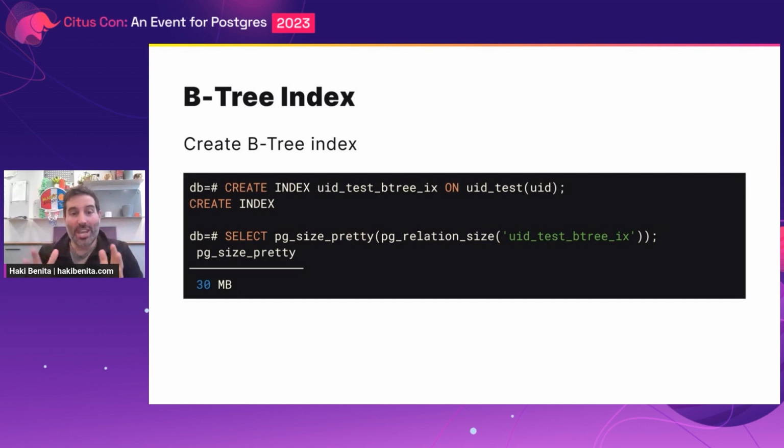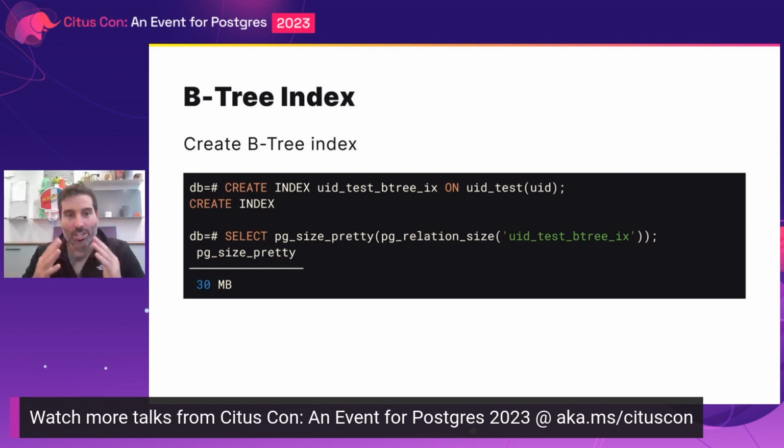So let's start by creating a B-tree index on our UUID column. Notice that if you don't mention the type of index that you're using, the default type is B-tree. So if you're not familiar with any type of index in Postgres, you're using a B-tree index, okay? So we just generated a B-tree index on the UUID column in table UUID test, and the size of the index is 30 megabytes, okay?